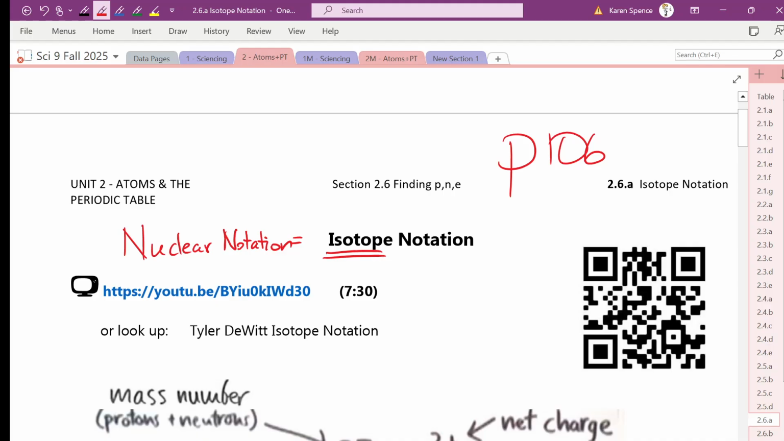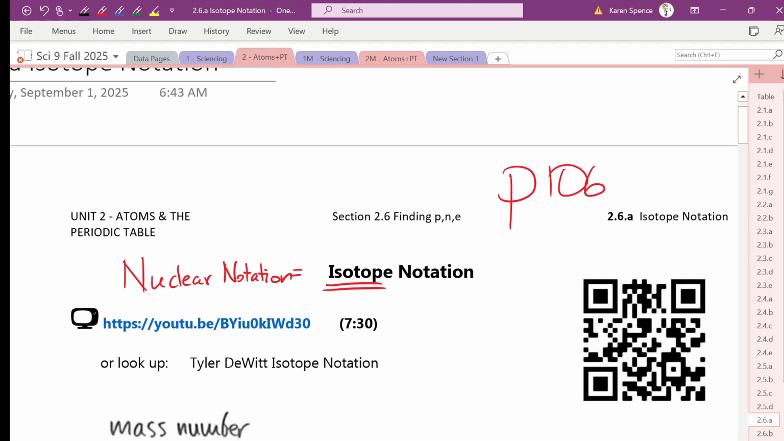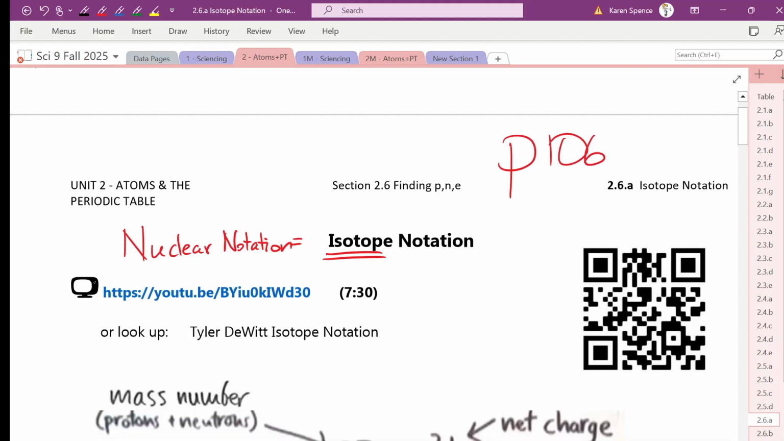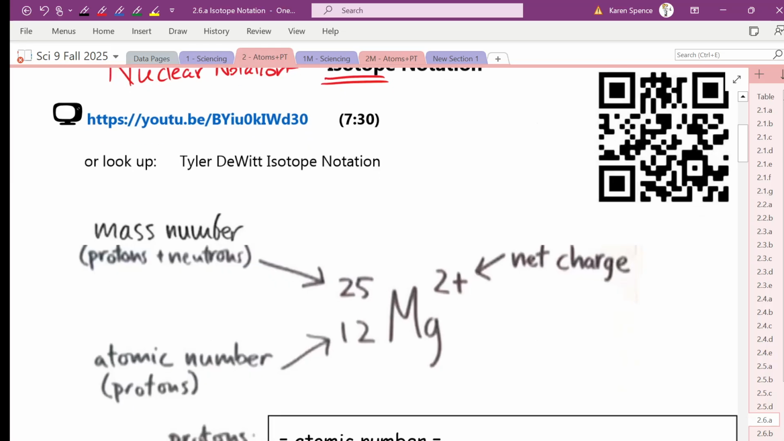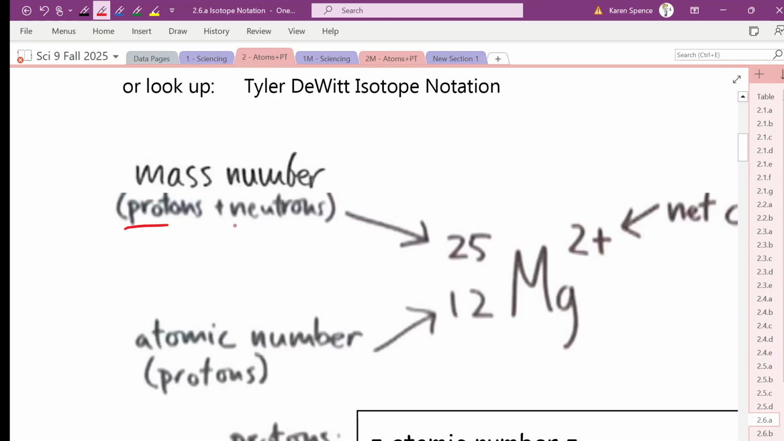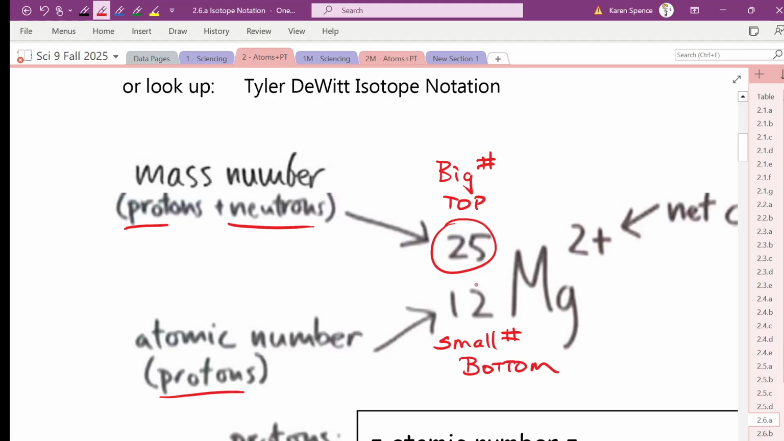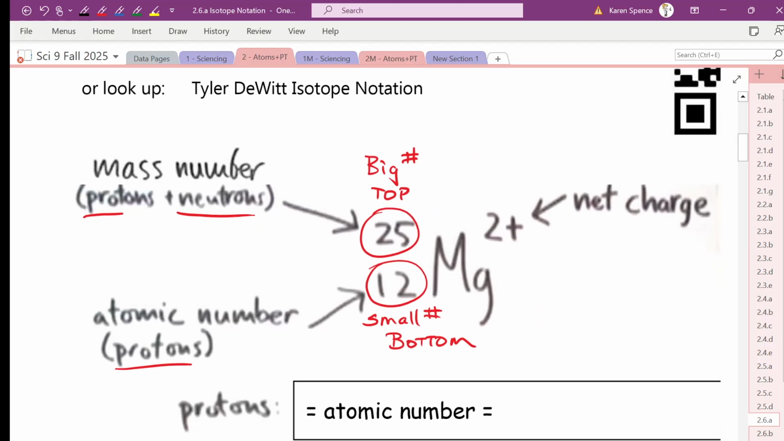If you remember, where does the big number go and where does the small number go? The big number goes on top and the smaller number goes on the bottom. The bigger number is protons plus neutrons, and that goes on the top. The smaller number is just the protons. That's our atomic number, and the small number goes on the bottom.